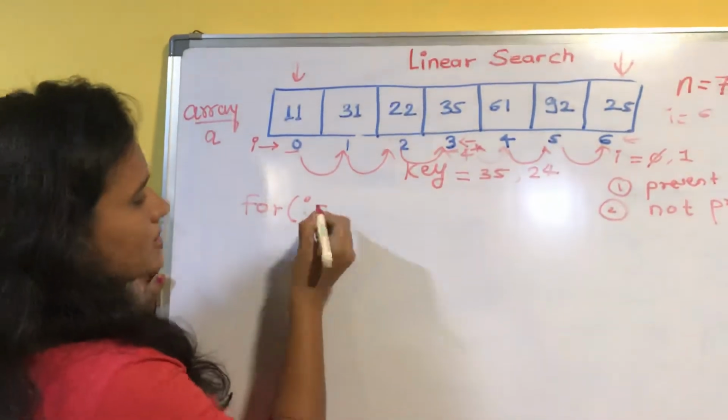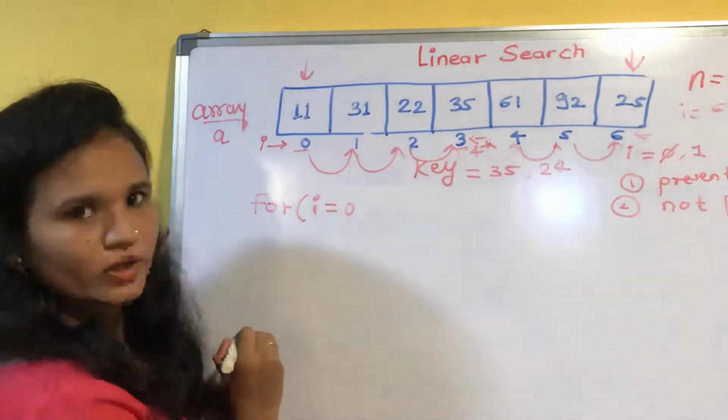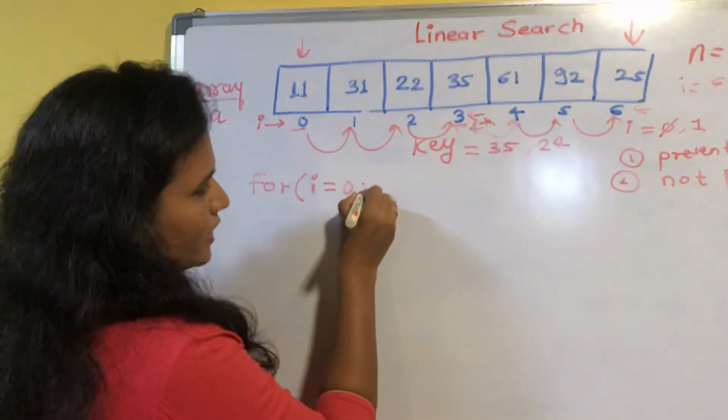Now see, we are starting from the first position. So first the i value is 0. According to the syntax, we'll write a semicolon here.